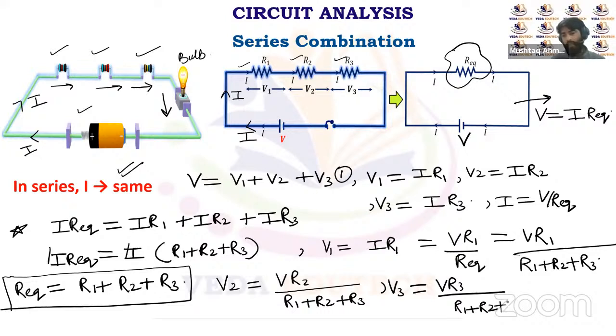So you can see in these equations that the potential drop in case of resistances in series depends upon the resistance of the resistor, because the equivalent resistance, R1 plus R2 plus R3, is the same for all of them. It means that the larger the resistance of a resistor, the greater will be the potential drop across that resistor, because the current flowing through them is the same. So the potential drop will be more for the resistor with more resistance, right?